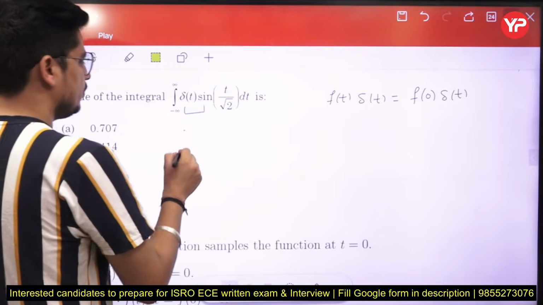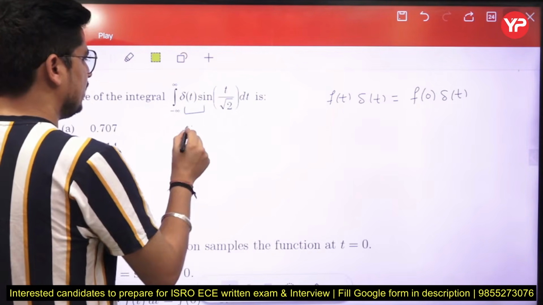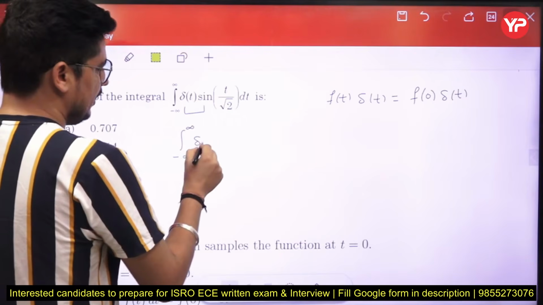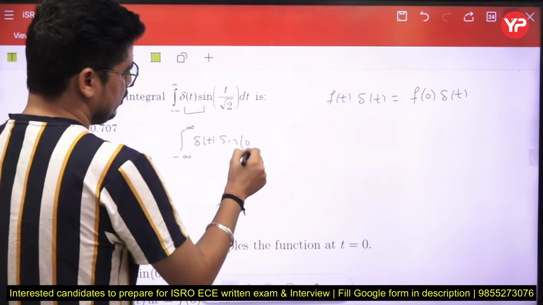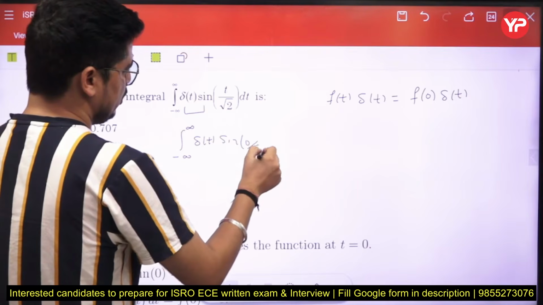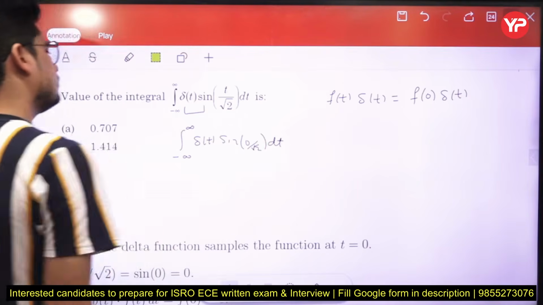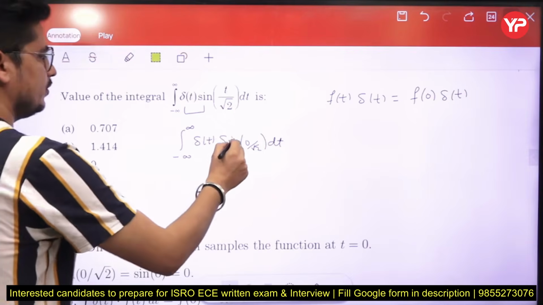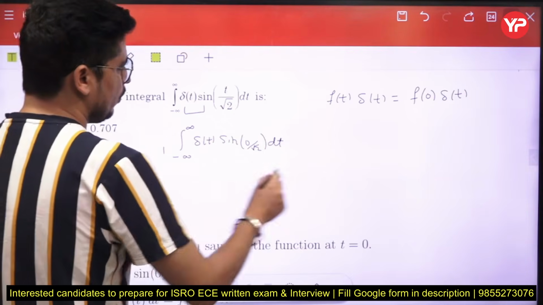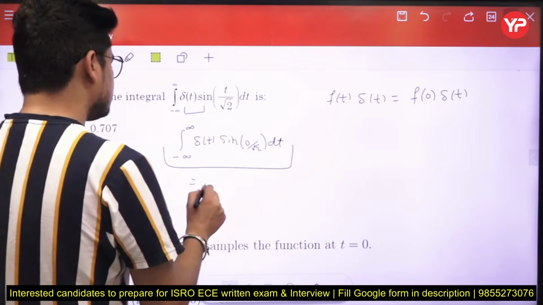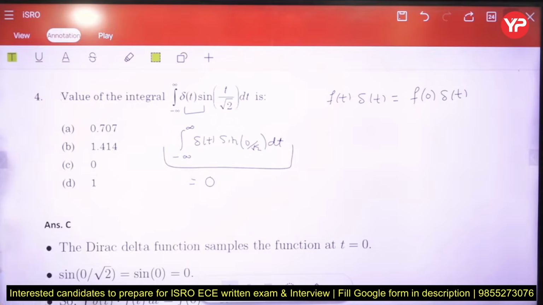So it is going to be the integration from minus infinity to infinity of delta t, then sine of 0 by root 2, dt. So sine 0 is 0, right? So when your sine 0 is 0, that means this total integration becomes 0. So what will be the answer? Answer is C here. Okay, next.